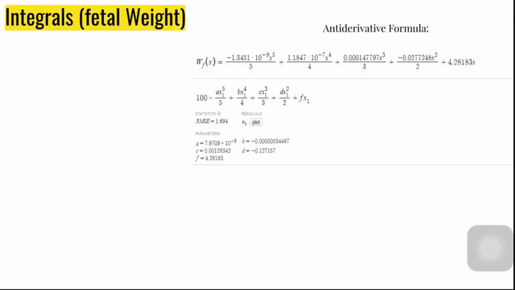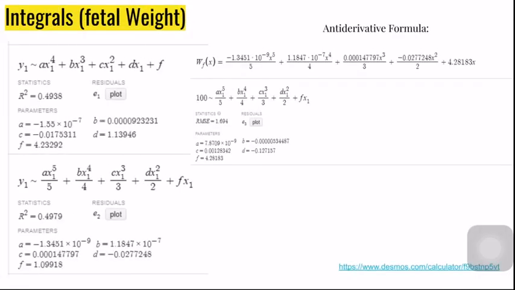The fetal weight in grams as a function of time in days function was determined from the fourth degree polynomial whose antiderivative was taken in decimals. The antiderivative was then set equal to 100 grams and solved for f. The f value, also known as the c or constant value, was determined to be 4.28183 and was plugged back into the antiderivative formula of WF of x.